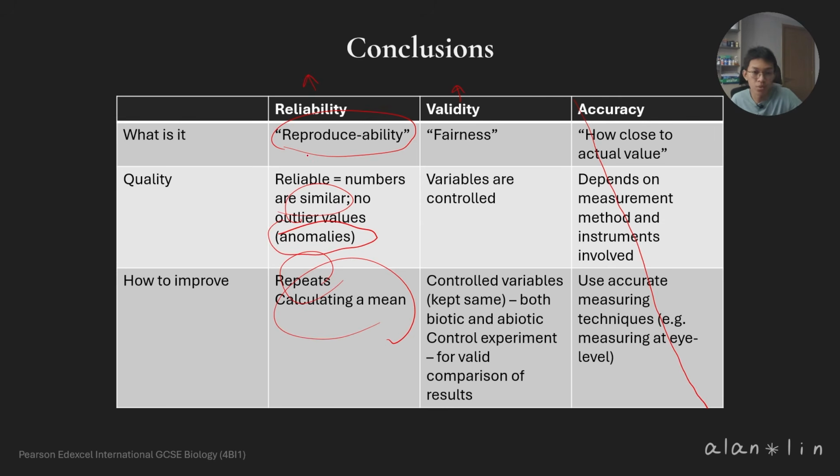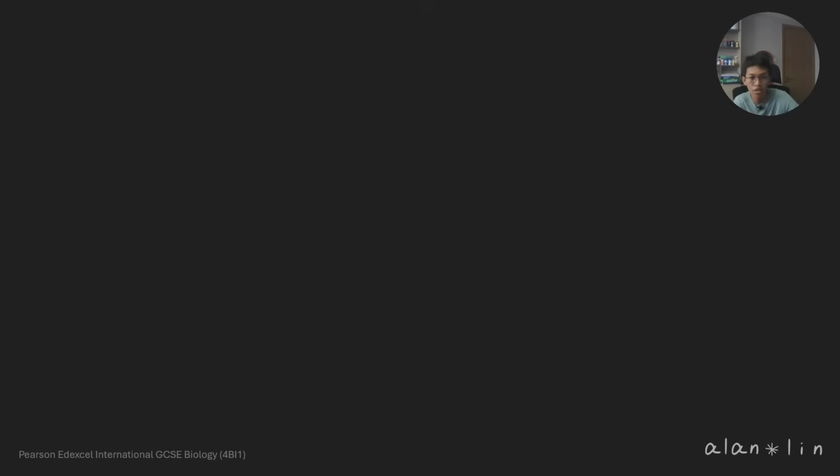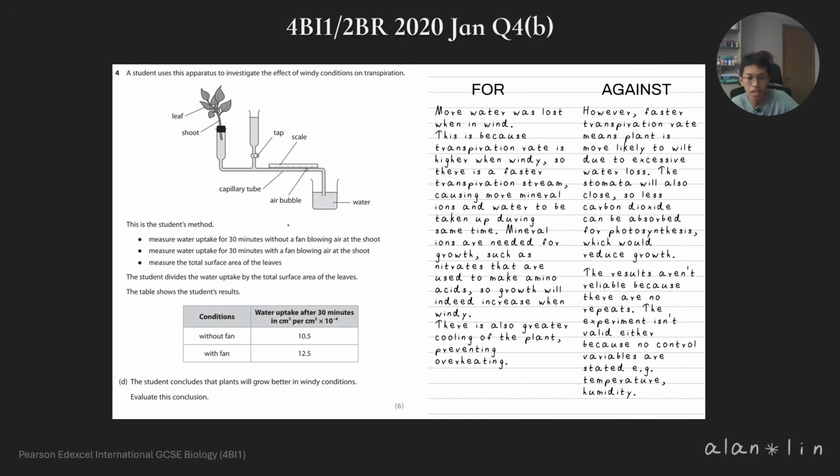So anomalous results basically means outlier values. If they are outlier values, we take them out and we calculate the mean with the numbers that are similar to each other. And validity is about fairness, and it depends on the variables that are controlled. So both abiotic and biotic variables should be controlled, and that ensures that only the independent variable has an effect on the dependent variable.